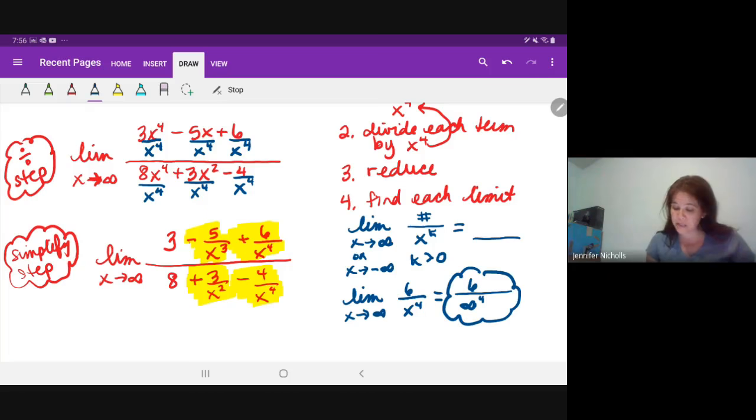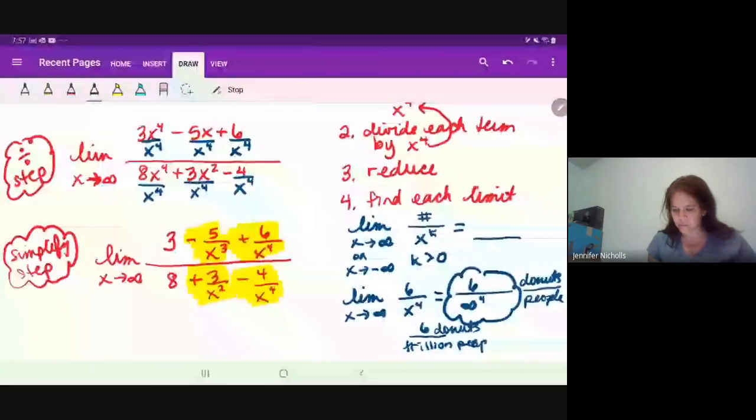Now when you're doing these, what you're thinking on the top is donuts, and at the bottom is people. This works really well with infinite limits. So what if you have 6 donuts and a trillion people? How many donuts do you get? What do you think? Anyone know? You have 6 donuts and you have a trillion people. How many donuts per person? Almost none. Exactly. So this approaches 0.